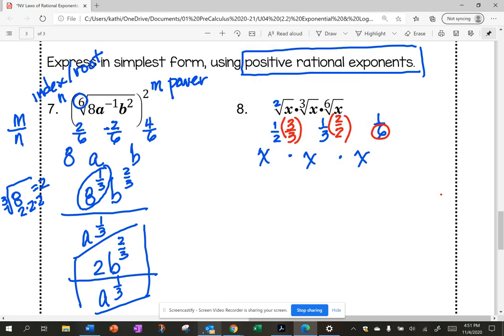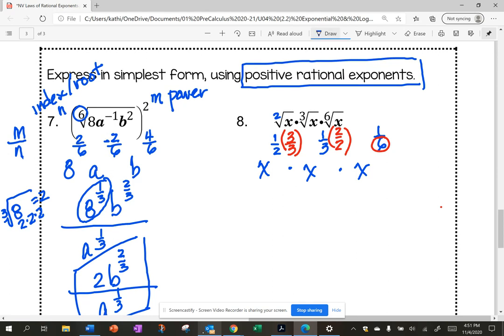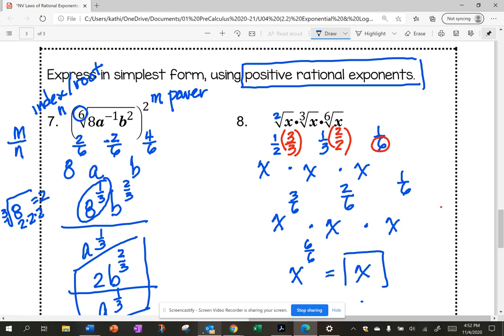So now I'm writing this. This will be x to the 3 over 6 power times x to the 2 over 6 power times x to the 1 over 6 power. So 3/6 plus 2/6 plus 1/6 is x to the 6/6, which is just x to the 1st power.